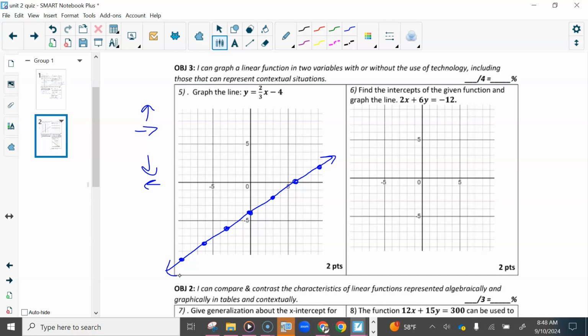So the 2 points are really for, did you graph the slope correctly and did you graph the y-intercept correctly? Along with, did you fill up the graph? Does your line have arrows? Did you extend the line all the way through? Any of that missing, you would get points taken off.